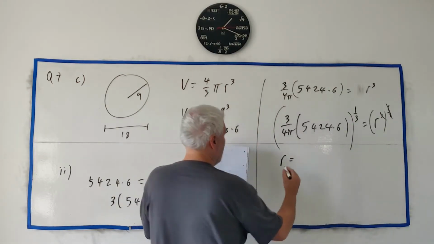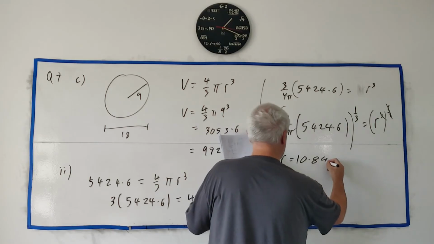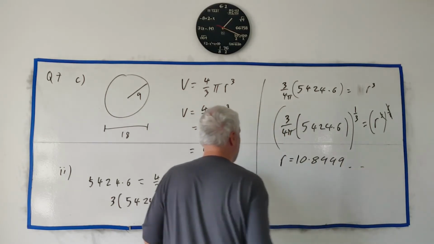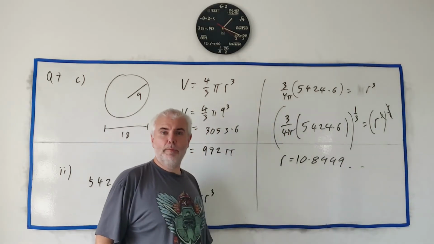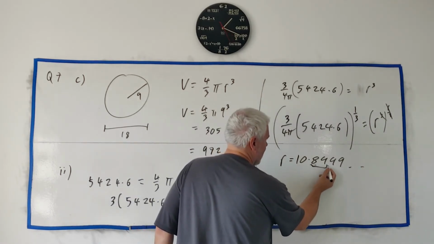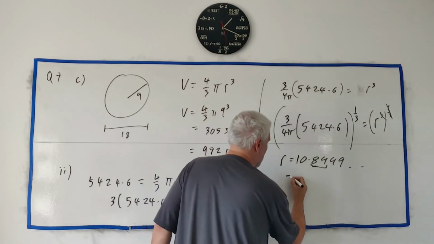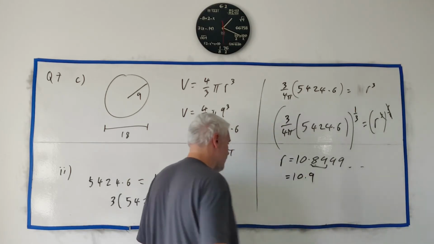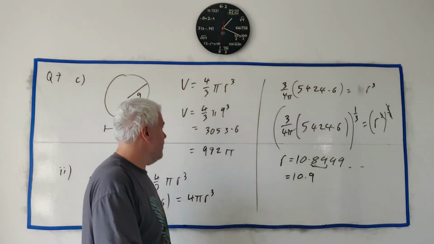equal 10.8999. That's what's going on. They wanted one decimal place. So we're looking at this 8. Look at the next number. It's closer to 90 than 80. So we'll go up, 10.9. And that's your answer there.